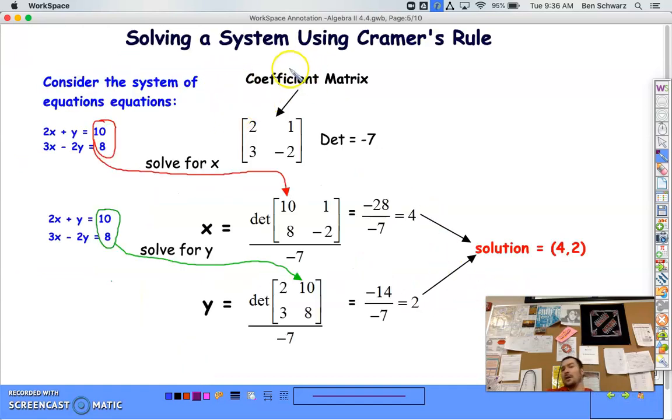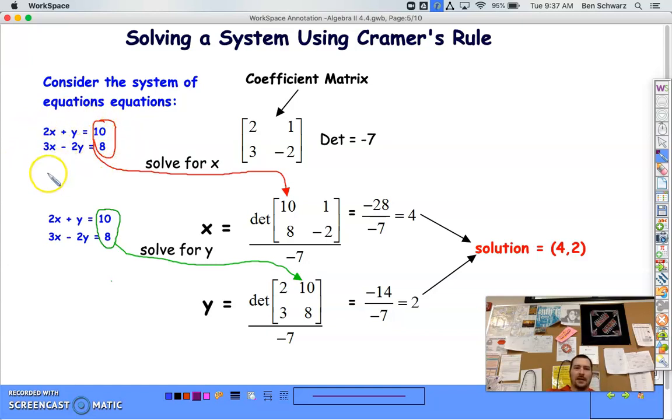All right, now we're going to be using these determinants to solve systems. Remember, systems are when you have more than one variable, right? So we have to solve for x and y. You're also going to have two equations when you have two variables. So here's the problem right here. We've got 2x plus y equals 10, 3x minus 2y equals 8. We want to solve for x and y.